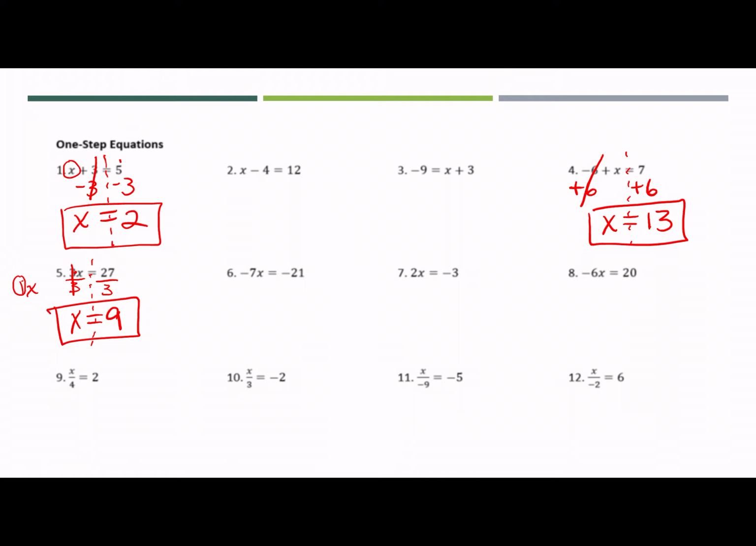Now I'm going to jump down to number 9. Number 9, people see these kind of equations a lot of times and they don't like them. They think, oh my gosh, this is hard. I see a fraction, but don't let that scare you. Remember, a fraction is just another fancy way of writing a division problem. So on the left-hand side, what you have is x divided by 4. That's all that says. It's x divided by 4.